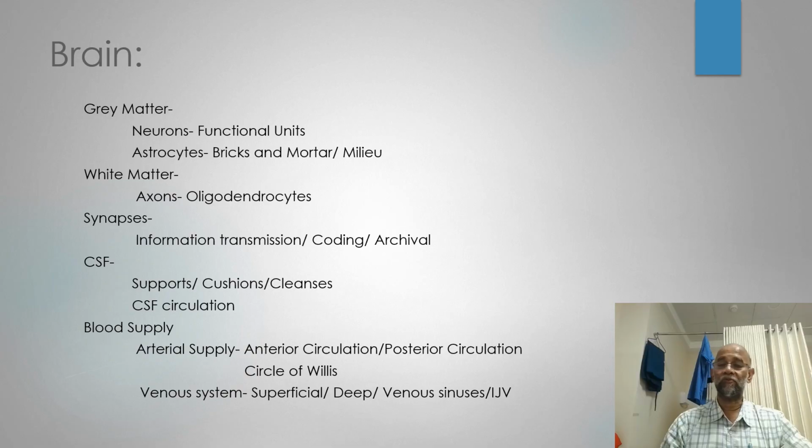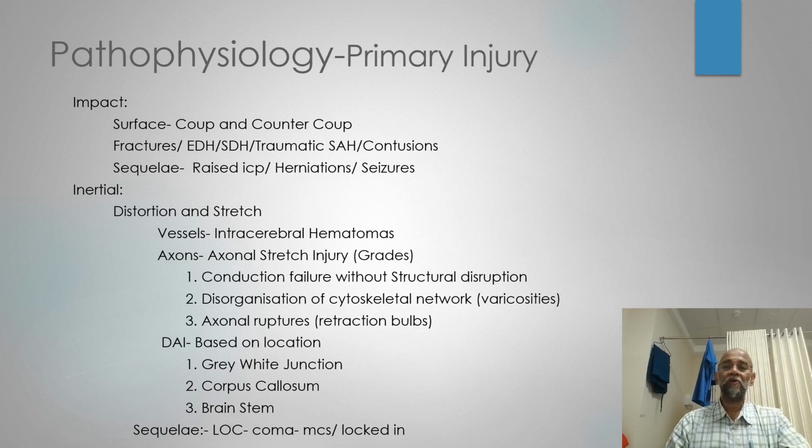The venous system, superficial and deep, drains through venous sinuses into the internal jugular vein. Coming to the pathophysiology of injury, injury mechanisms can be impact, inertia, perforation, or missiles. Impact is at the surface. The head hits a hard surface or is hit by a hard object.